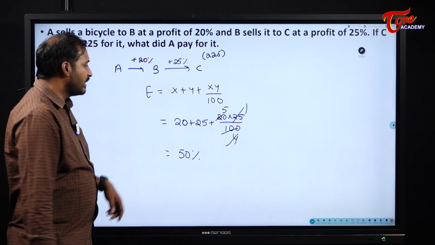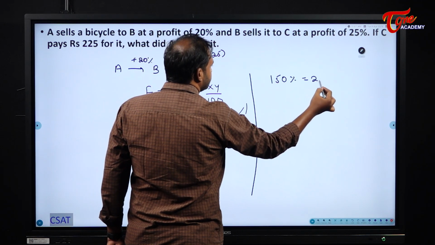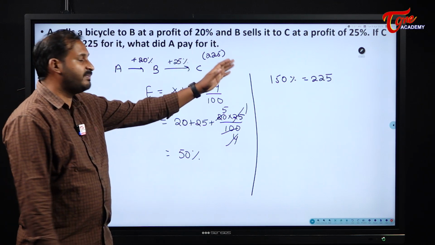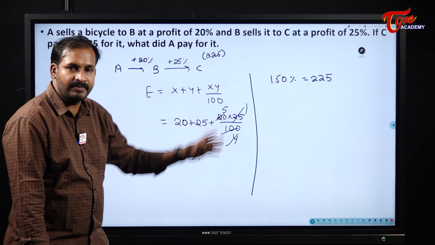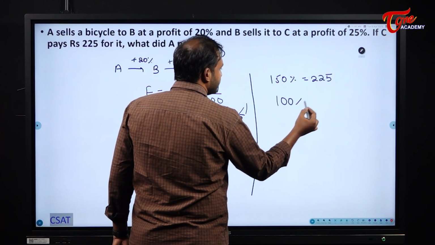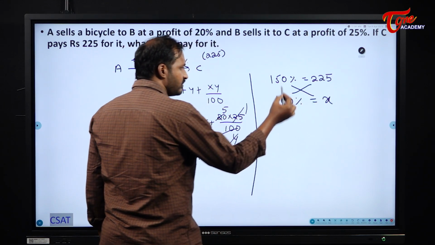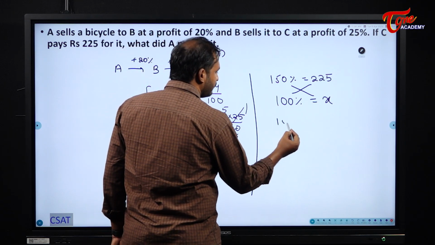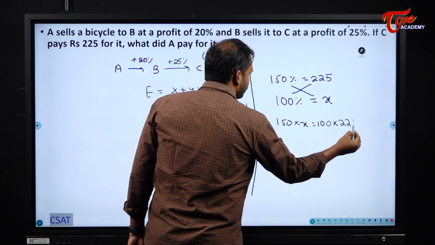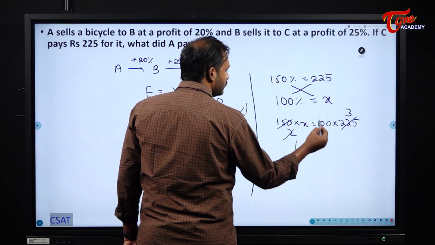Now see here, that means 150% is equal to 225, right? From A to C, the price is increased by 50%. And C paid how much? 225. So 150% is equal to 225. Then A will pay how much? 100% is some X. If you know, you can multiply it or else cross multiply it. So what you will get here? 150 into X is equal to 100 into 225. 75 twos are 150, 75 threes are 225, so 2 ones are 2, 2 fifties are 100.